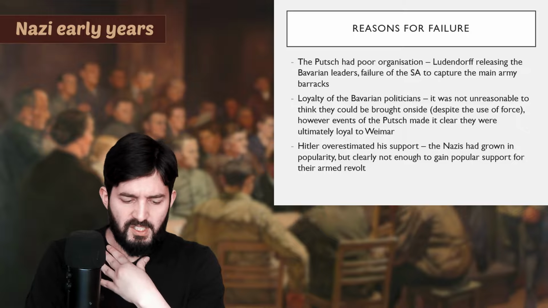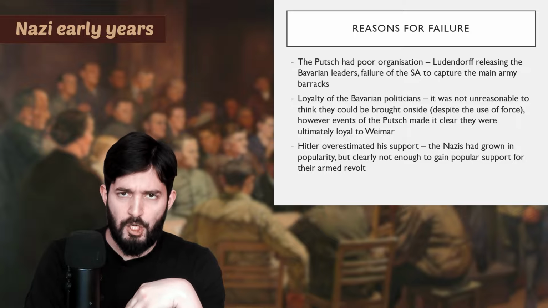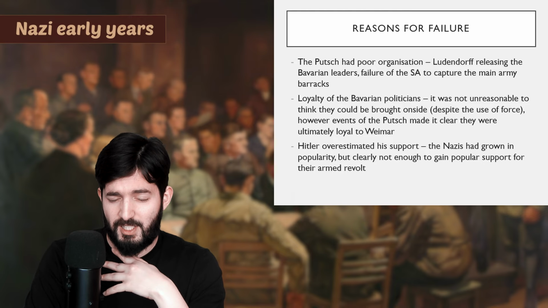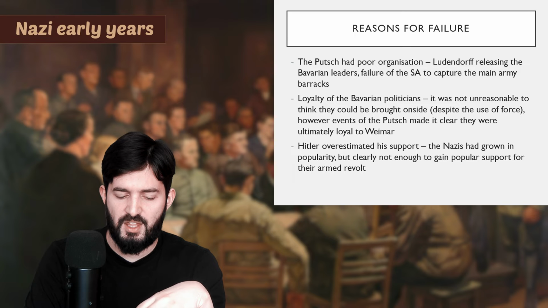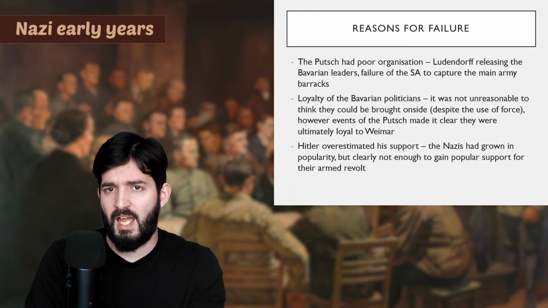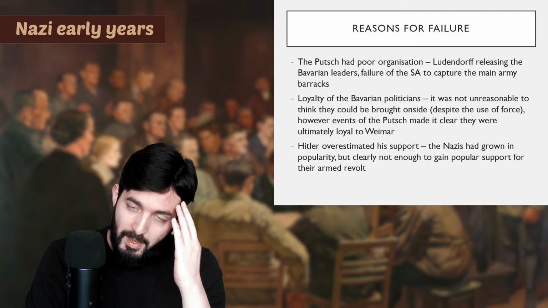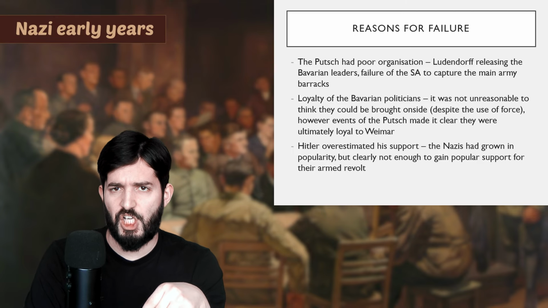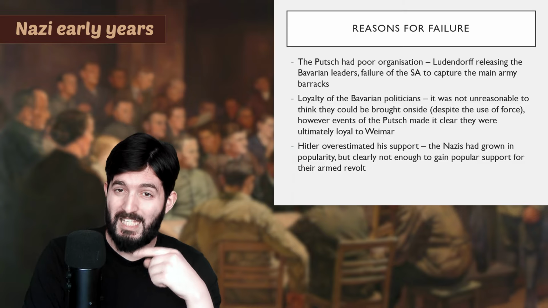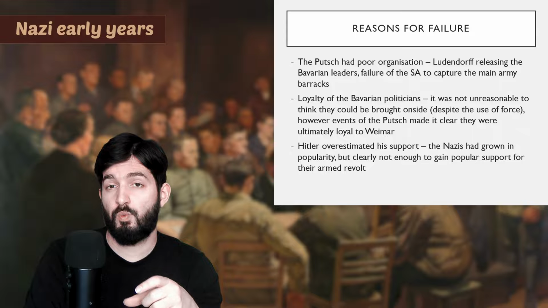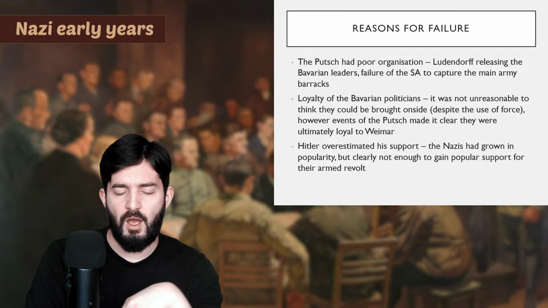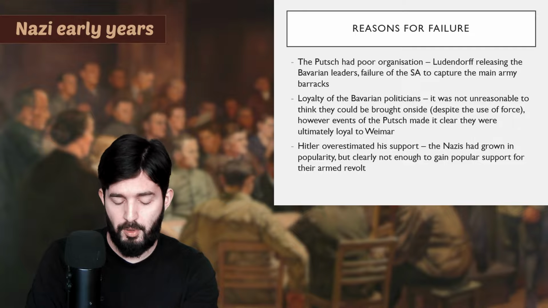The second reason is that Hitler underestimated the loyalty to Weimar of the Bavarian politicians. As I said beforehand, it was not unreasonable to think that they could be brought on side. There were even, from what we understand, genuine plans being floated by these three individuals of potentially overthrowing Weimar before Hitler even came up with this idea. So it was something they were actively thinking about anyway, and this was a genuine possibility. But in the end, they decided to stay loyal to Weimar, and therefore the putsch fails as a result.